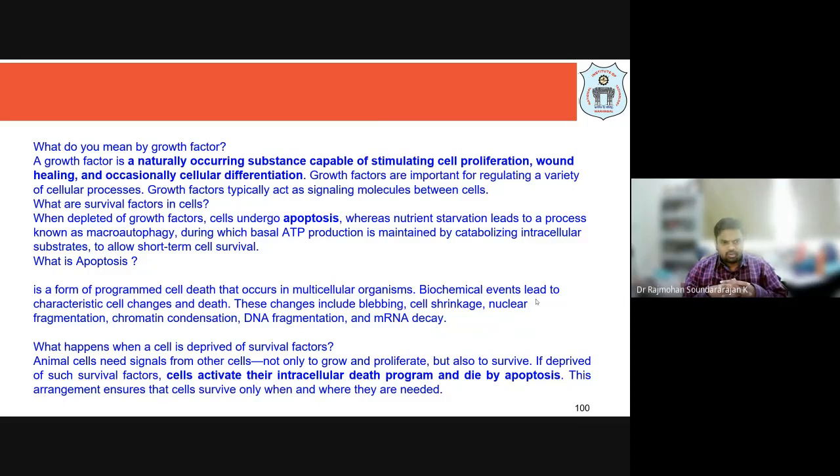It is a form of programmed cell death that occurs in multicellular organisms whenever biochemical events lead to characteristic cell changes and death. These changes can include blebbing, cell shrinkage, nuclear fragmentation, chromatin condensation, DNA fragmentation and mRNA decay. So these are all signals.